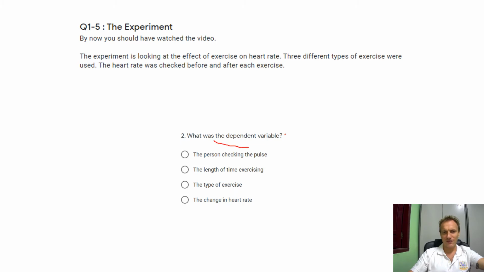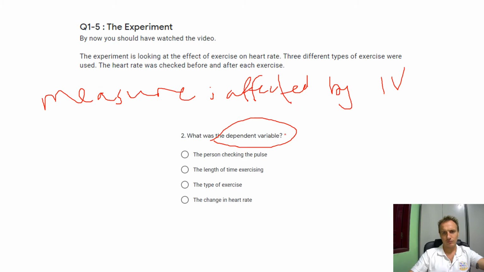What was the dependent variable? Now, dependent variable always means the thing that you measure, the thing that is affected by the independent variable. If you see IV, it means independent variable. If you see DV, it means dependent variable.